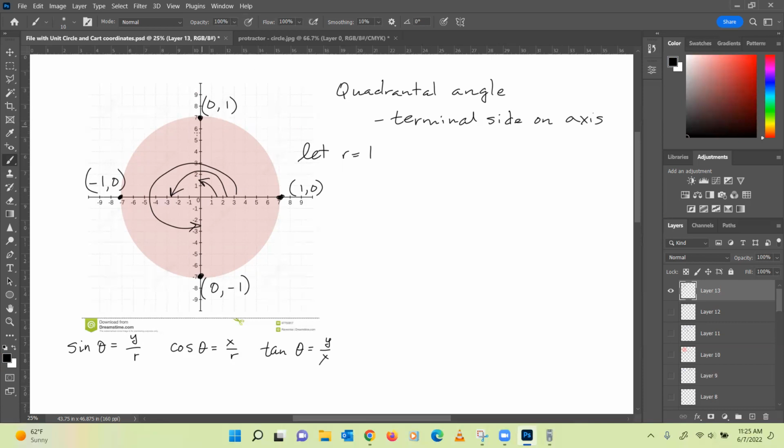So up here at 90 degrees, sine of 90 degrees is y over r. The y is 1, r is 1, so that's 1. Cosine of 90 degrees is x over r. The x value of that point is 0. R is still 1. So the cosine of 90 degrees is 0. The tangent of 90 degrees, y over x. Y is 1. X is 0. That's undefined. And you would find that if you plugged it into your calculator. The tangent of 90 degrees gives you an error message.